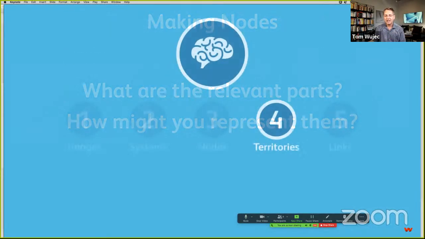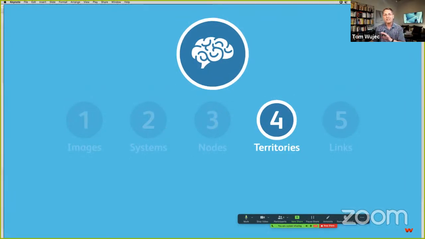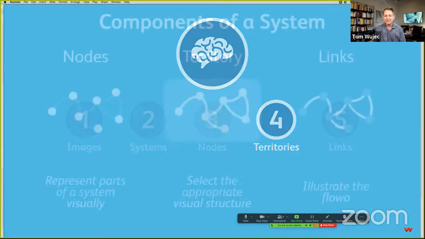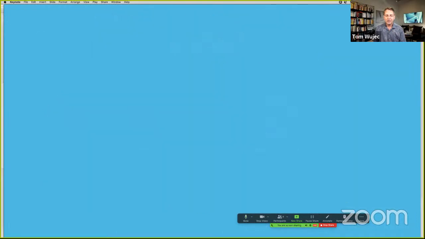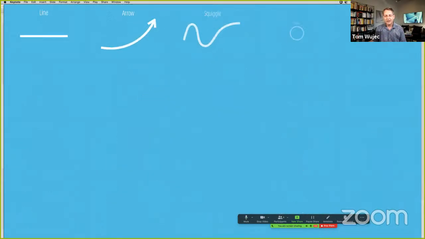And so the act of creating simple visual illustrations of the parts of a system really is a powerful tool to help us make sense of things. We looked at various types of diagrams.